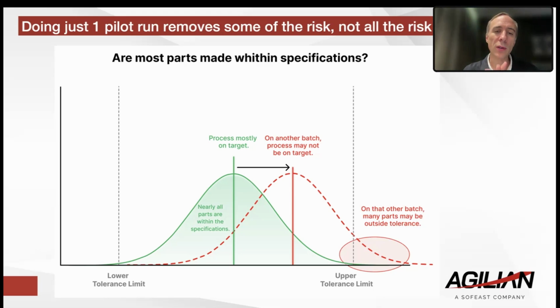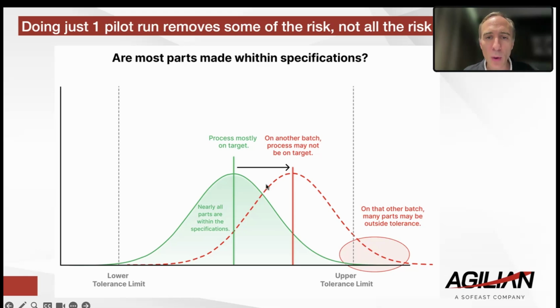Another reason to do more than one pre-production pilot run, which is what we advise, it's not always a must, but we really advise for it anyway, and a lot of companies with a lot of experience in new product introduction do it systematically, is that you might have one pilot run where everything is within the tolerance. Okay, this is the tolerance limit. Everything is nicely centered, everything okay.